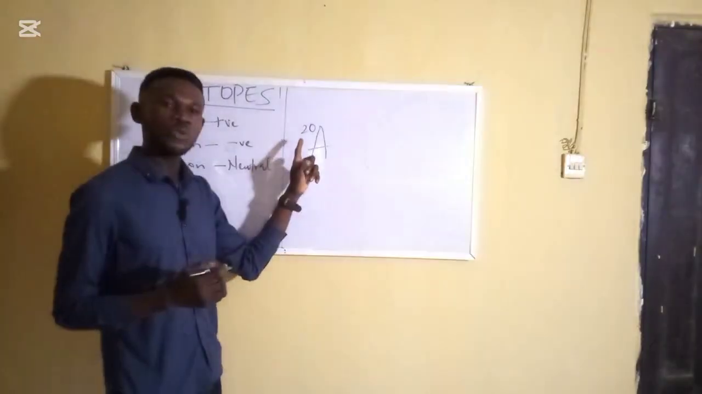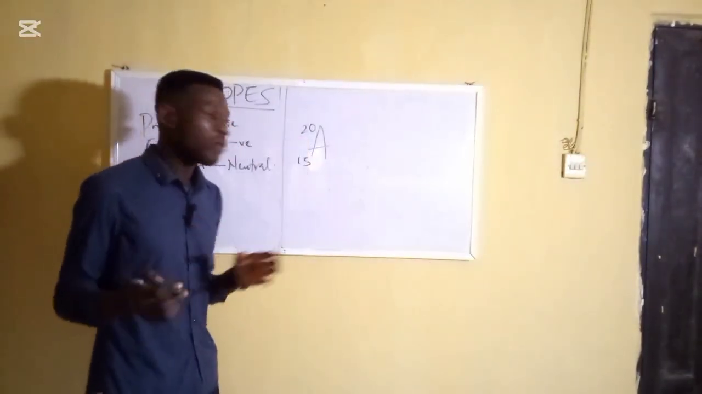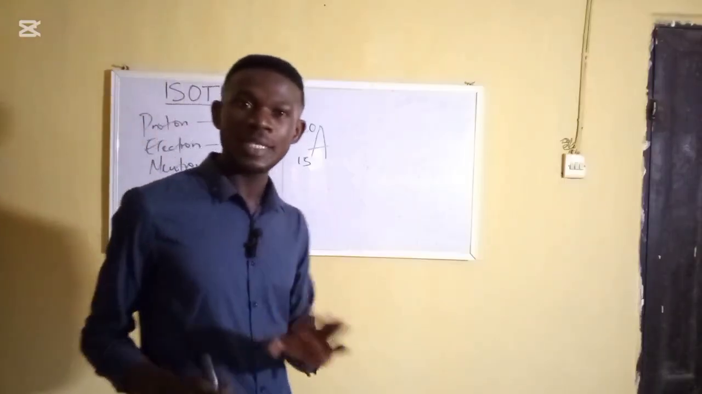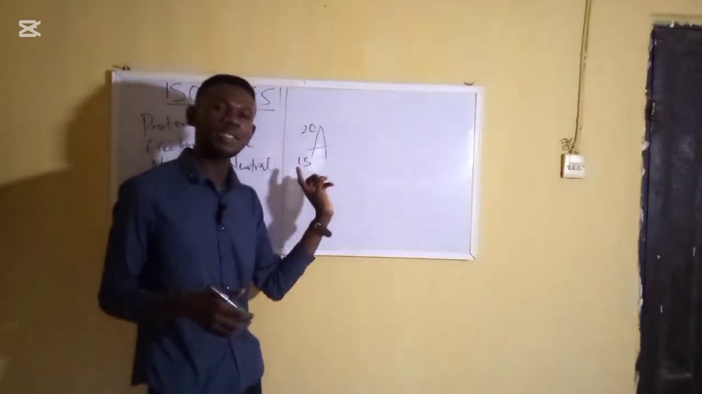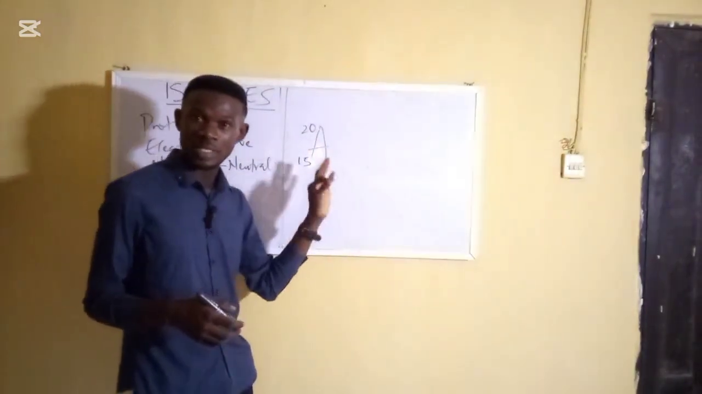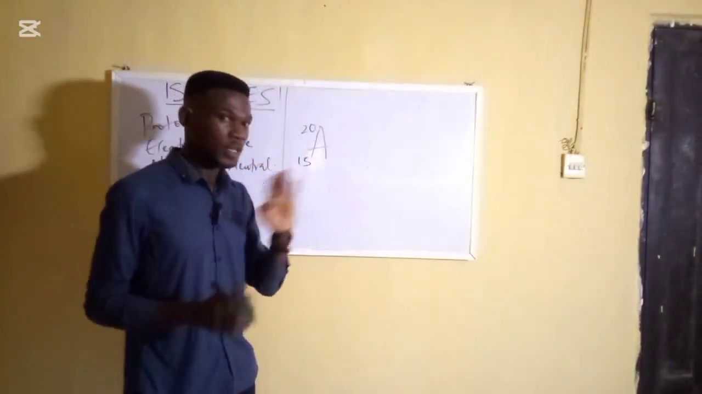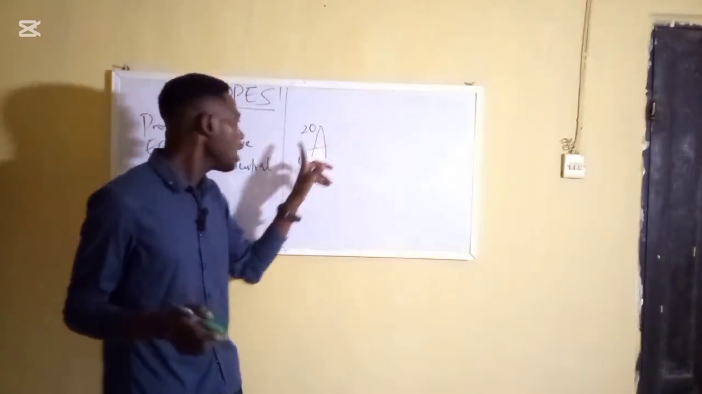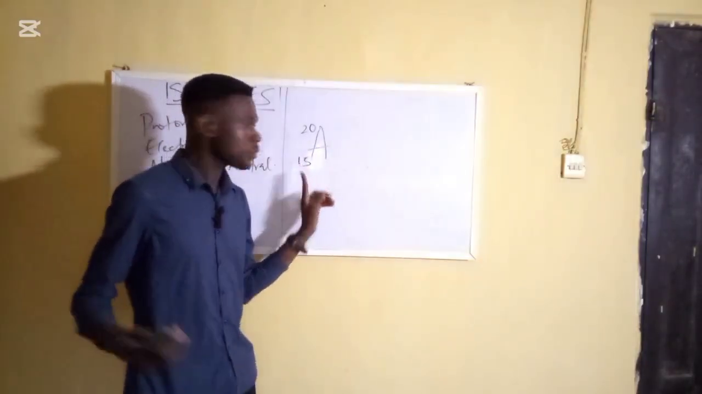What this is telling you is that this 20 is an indication of the sum total of the proton number and the neutron number present in an atom. So you can't indicate the number of electrons with these numbers. Please, it is strictly talking about the proton and the neutron number. That is the number at the top, which is the mass number. And this one is the atomic number, which talks about the number of protons.